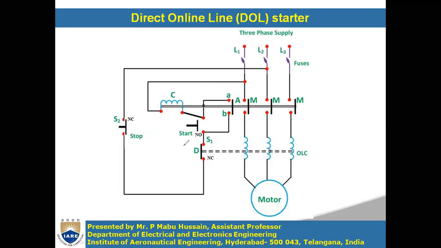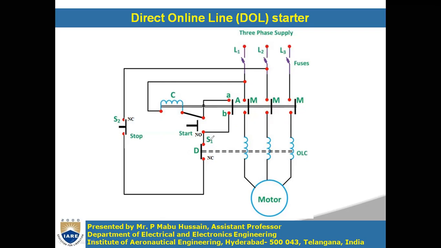Whenever you want to stop the motor, you have to press the stop button. Whenever you press the stop button, these 2 terminals will open, so the supply to this will be disconnected, right? When supply to this is disconnected, all the 4 poles will be opened. That means this A, B also will be opened. Now, even if you release this, as AB is not connected here, no supply will get to this coil. So the motor will be in continuously off position until you press the start button again.